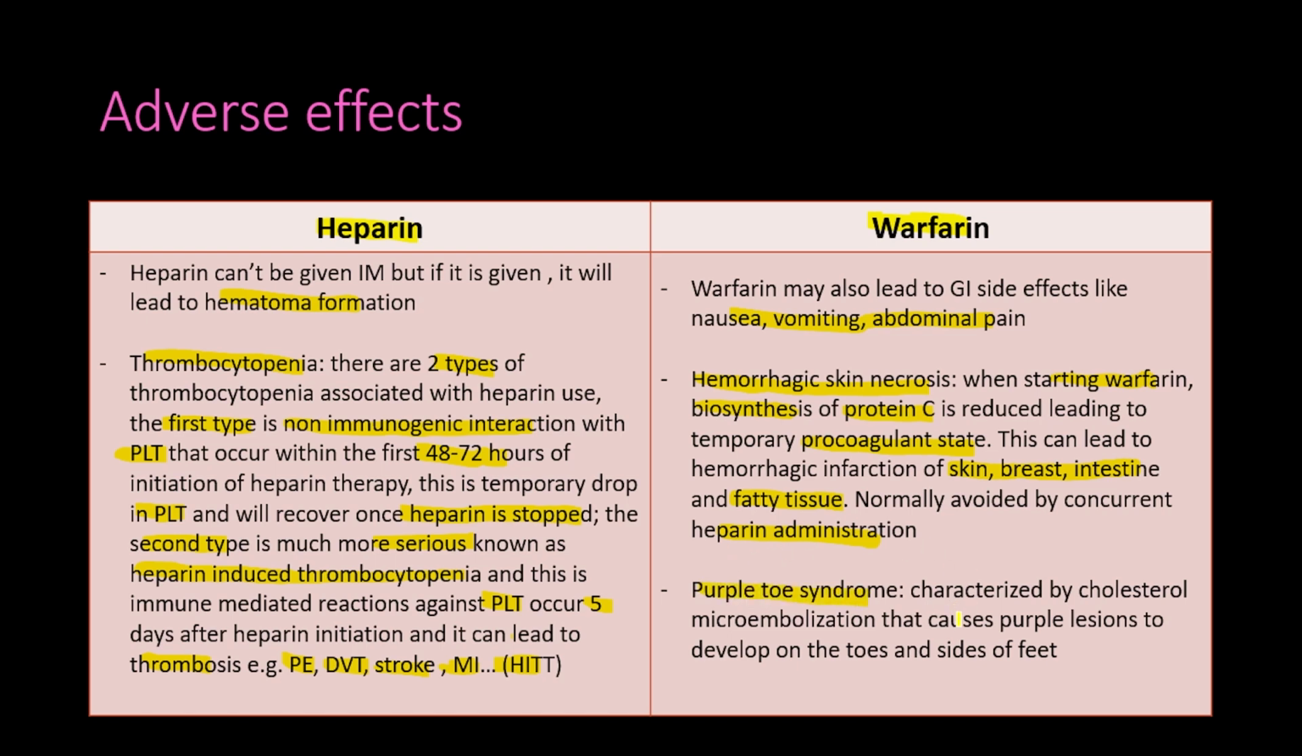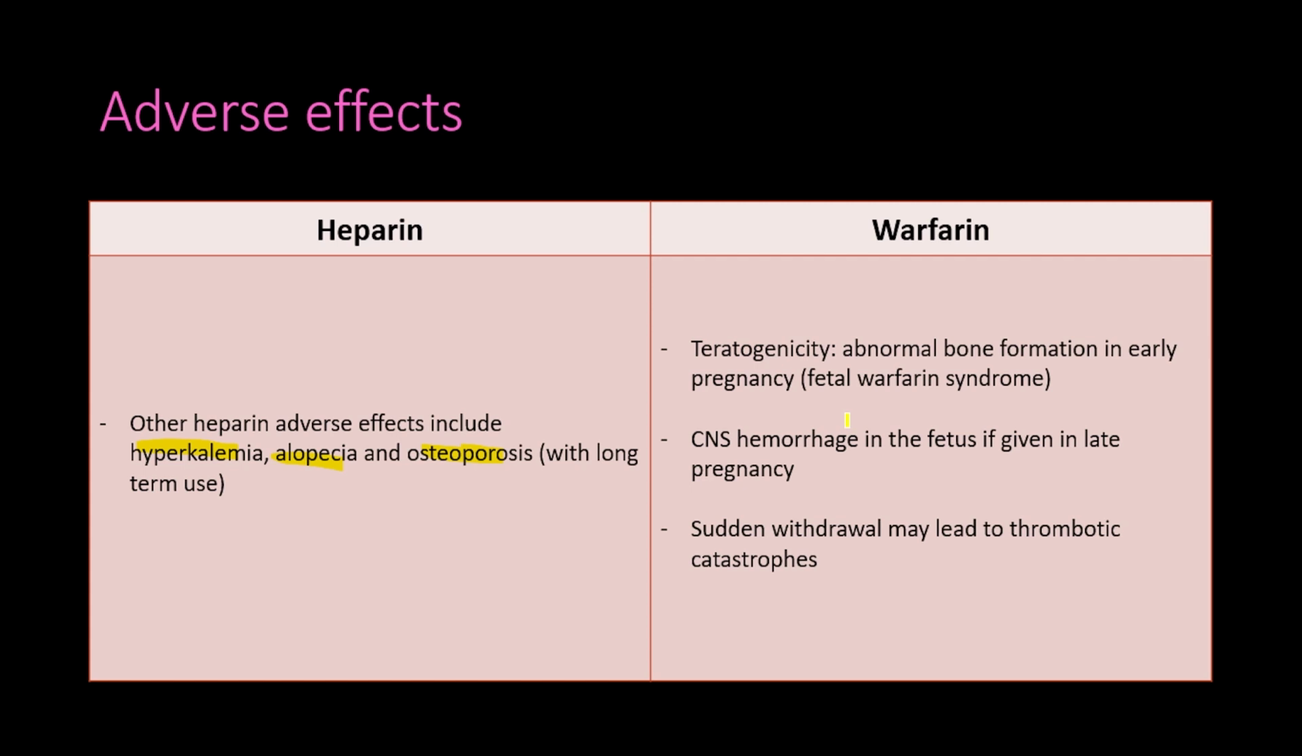Purple toe syndrome is characterized by cholesterol microembolization that causes purple lesions to develop on the toes and the side of the feet. And remember, since the warfarin can pass the placenta, it leads to teratogenicity, which is in the form of abnormal bone formation in early pregnancy, and this is called the fetal warfarin syndrome.